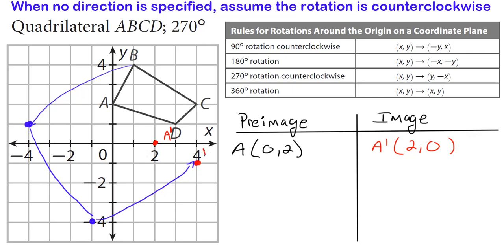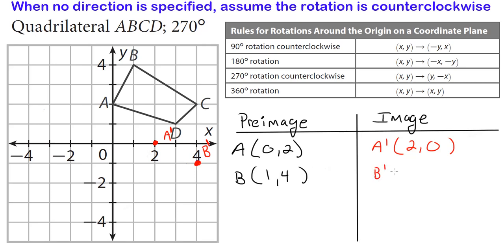And that's the location of B prime. Looking at point B, it was at (1, 4), and B prime is at (4, -1). So you see the x and the y value switched, and we took the opposite of the x value. So this is correct.